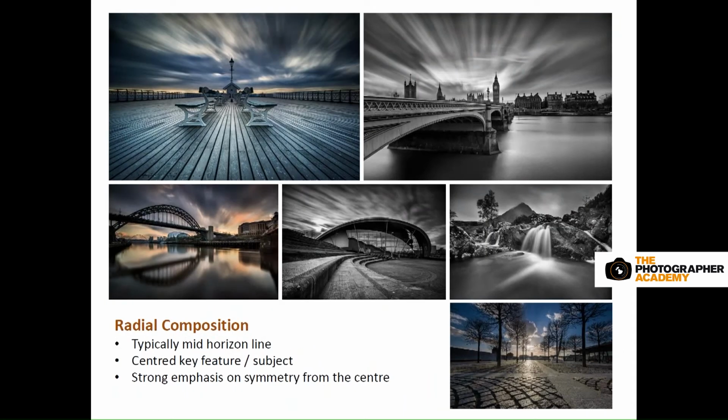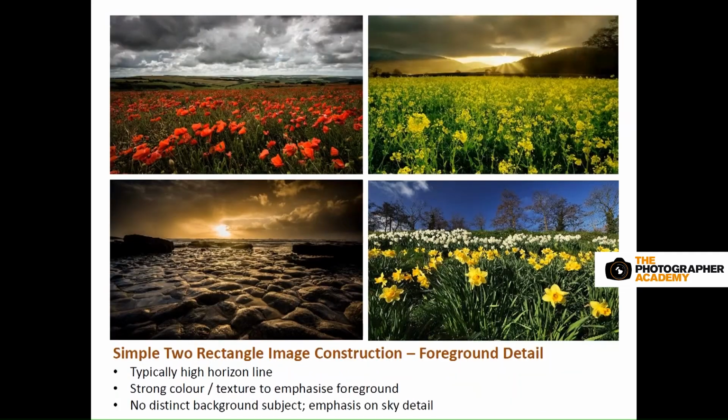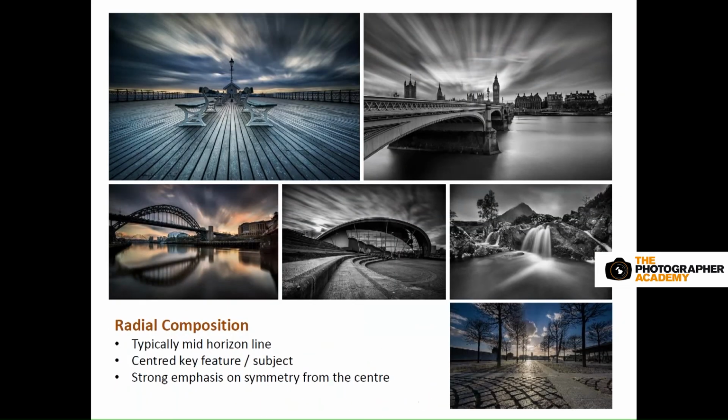Radial composition. So moving on completely from that, actually there's a similarity in terms of the two rectangles, but these originate from the center. Typically this style of image will have its focus point right in the center of the image, and everything else radiates out from the center. Now three of these, it is 3 or 4 actually, use long exposures.